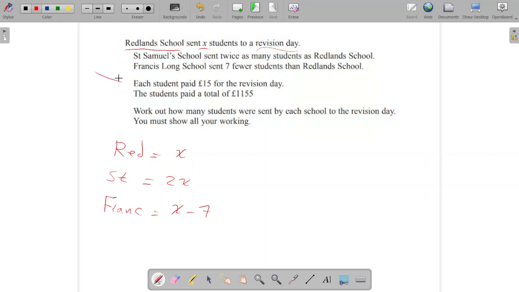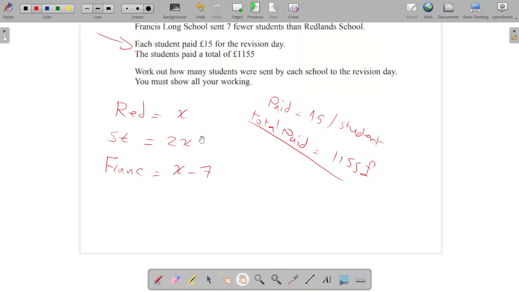After that, it said that each student paid £15 for the revision day. So the paid is going to be equal to 15 per student, and the total paid is equal to £1,155. Okay, so this information we're going to use later. And the request is: work out how many students were sent by each school. So the idea is that we need to convert these values into numbers of students instead of having variables like this.